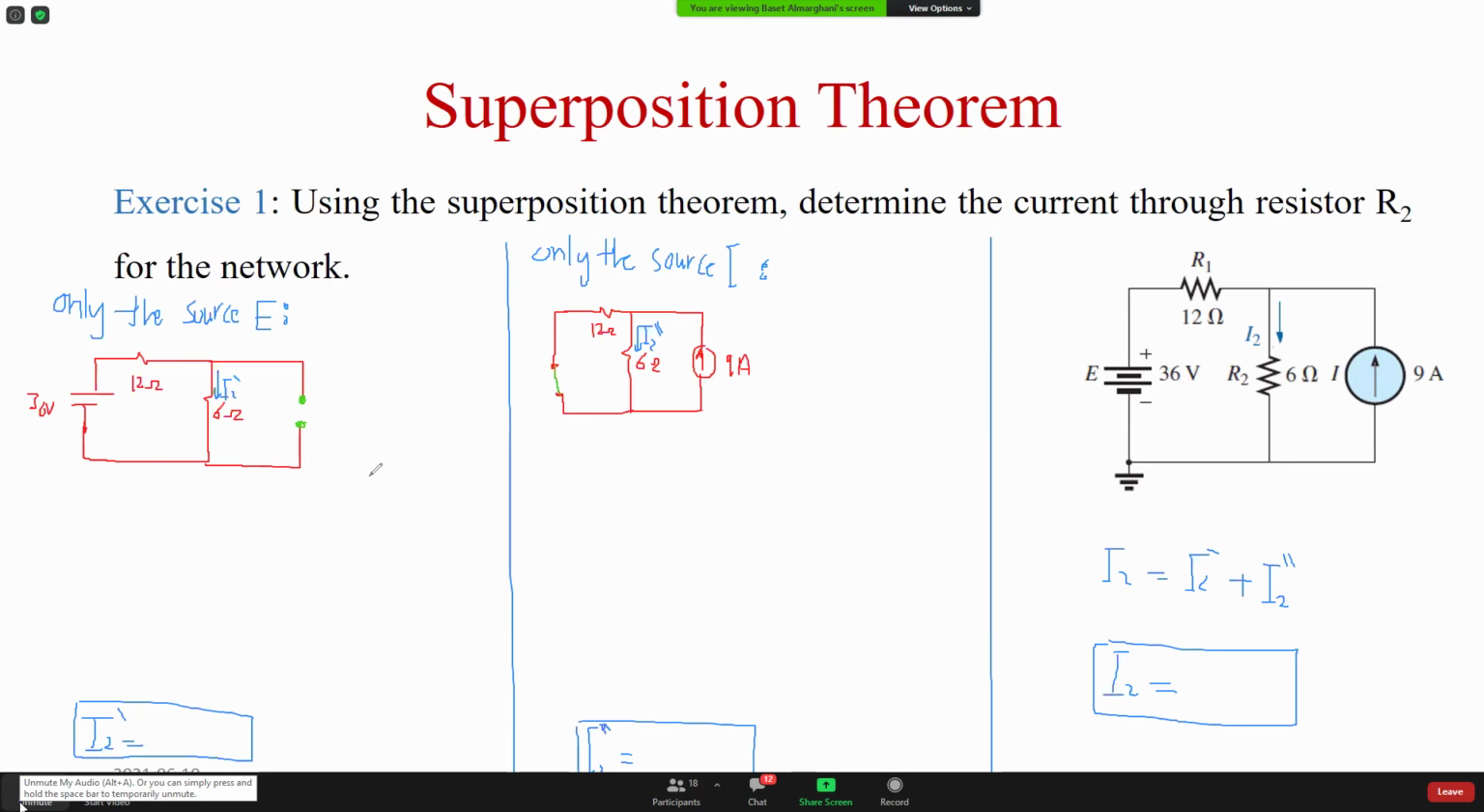The first circuit has only E, and the current source is removed with an open circuit. The second circuit has only the current source, and the voltage source is removed with the replacement. The replacement is a short circuit. I'm going to try to make the circuits look nicer. This circuit has an open branch, you can remove it, so this is what you have.